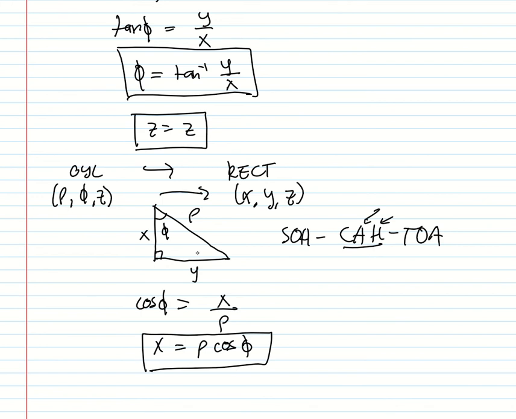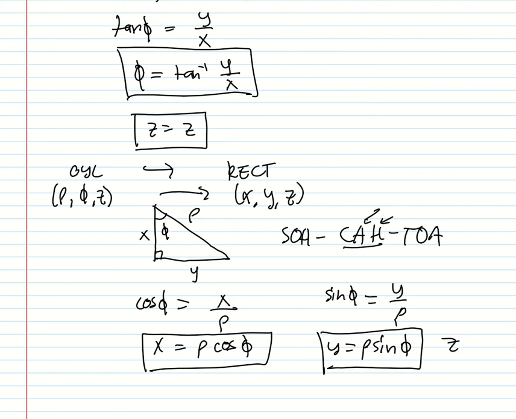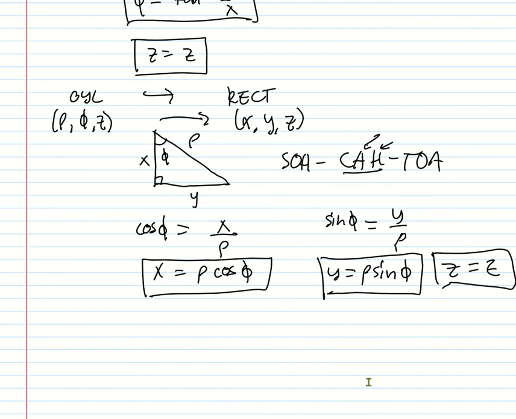For y, it's the opposite and the hypotenuse, so it should be sine. Sine phi will be equal to y over rho, opposite over hypotenuse. So y is just equal to rho sine phi. And for z, again, it's the same: z and z are equal. So this is how we convert from cylindrical coordinates to the rectangular coordinate system.